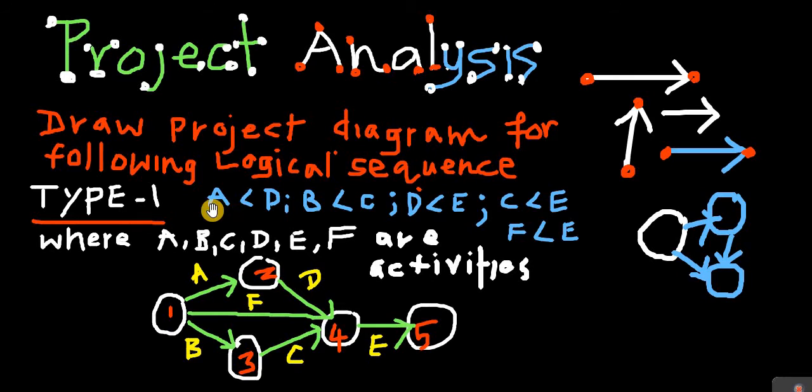Now look at that. A should be finished before D. A is finished; after that only D starts. Second condition, B should be finished, then only C can start. Look at the picture. B has to finish, then only C can start. And E can start after D. Then E can start after C. At the end of C only E can start.